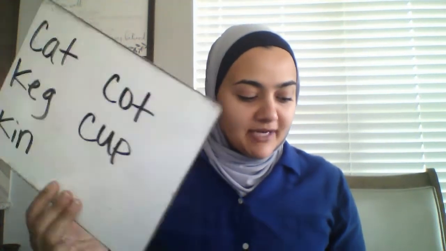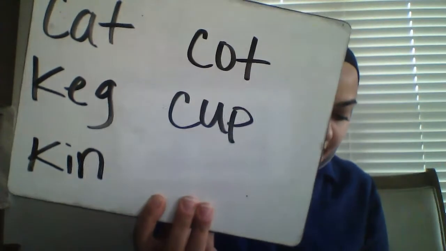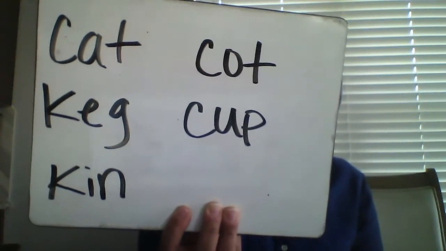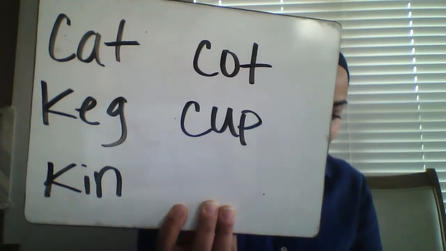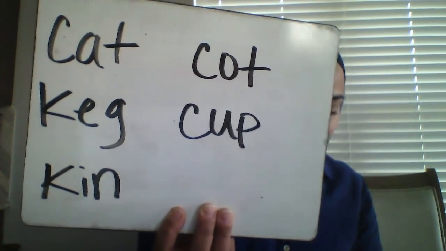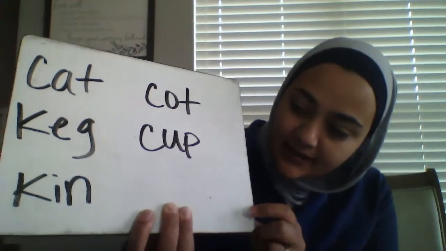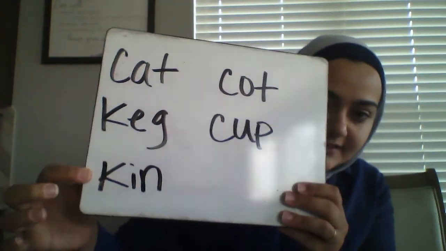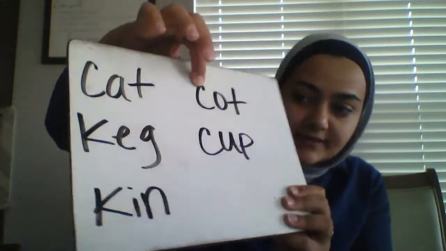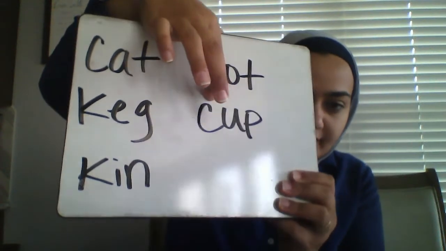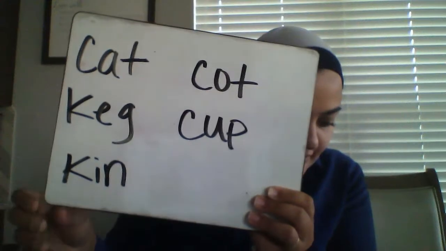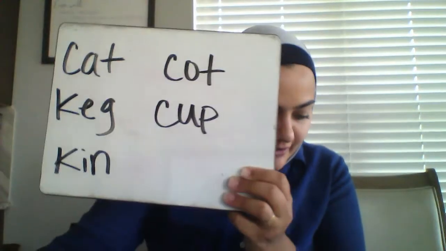I want you to look at them. Tell me what letter might be making the k sound. In cat, the C is making the k sound. In keg, the K is making the k sound. In kin, the K is making the k sound. In caught, the C is making the k sound. In cup, the C is making the k sound. With what letters do these words begin? They all begin with a K or a C.